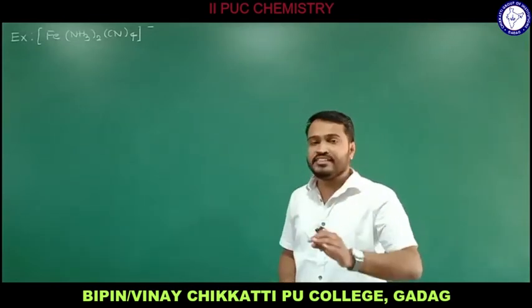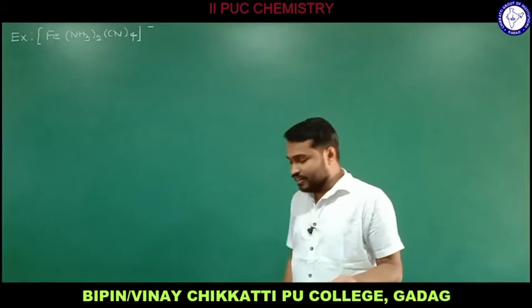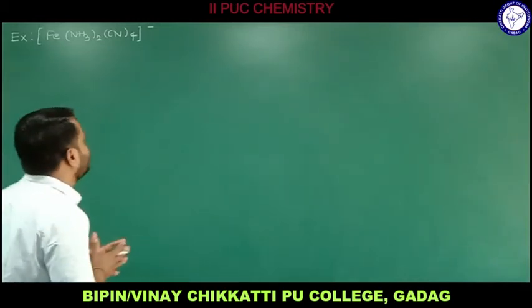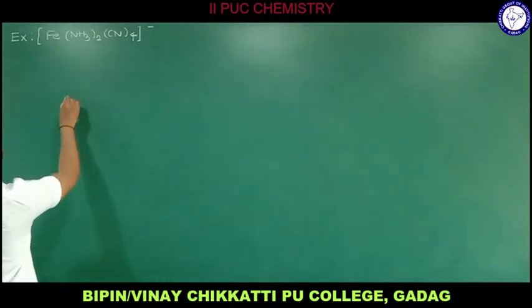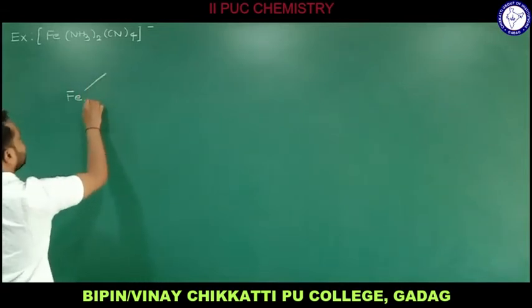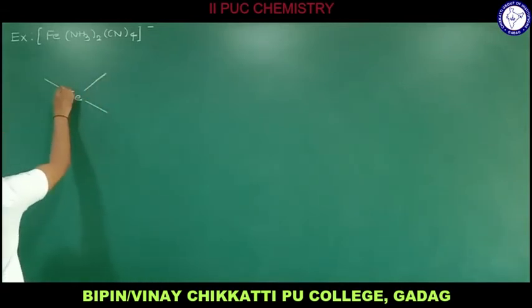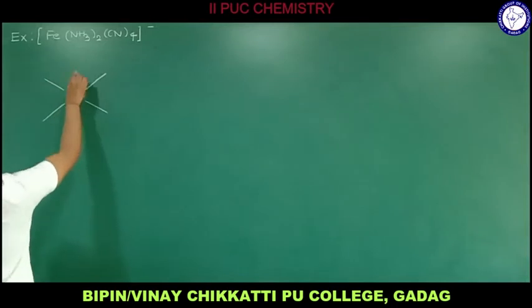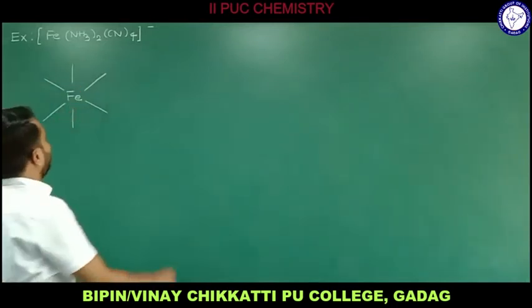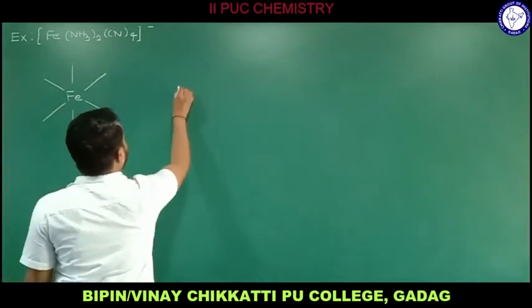The total number of ligands will be 6. Therefore, ultimately the coordination number will also be 6, and the geometry I am supposed to draw here is octahedral geometry. So, Fe in the middle, and we have 4 ligands at the 4 corners of the square. We have one ligand above and one ligand below. And one more, let me draw that.